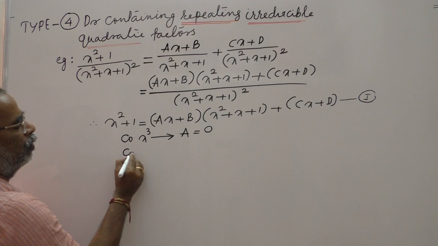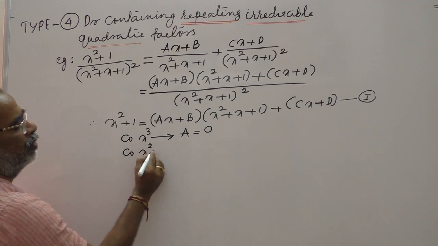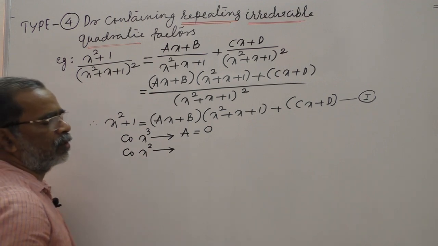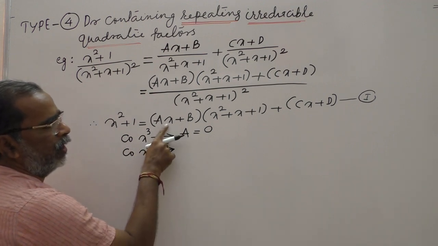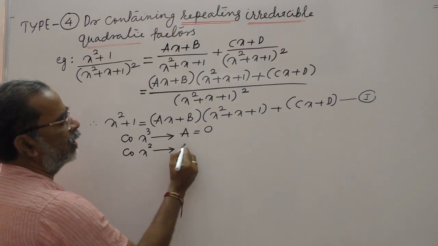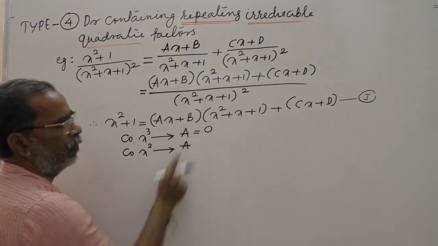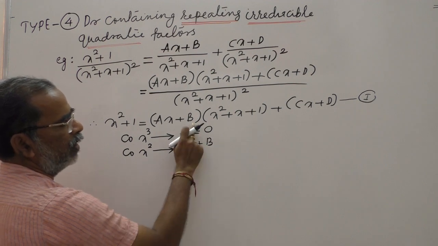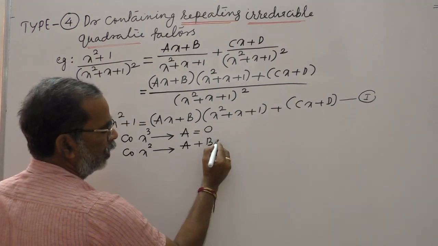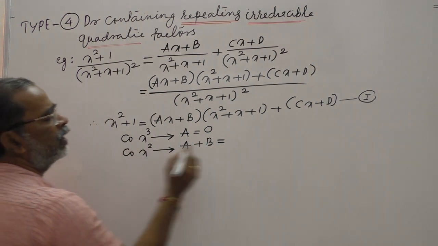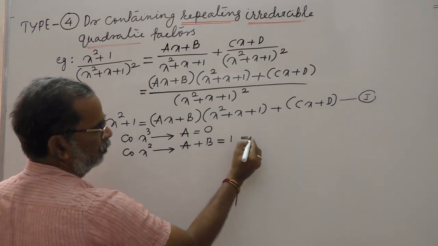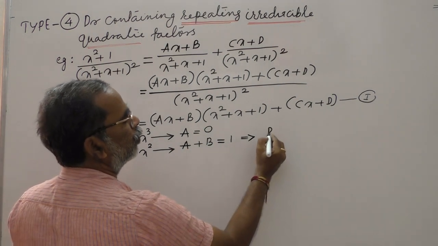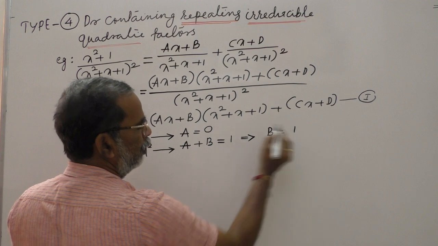After x cube we need to find 4 values, so we should consider 4 coefficients. Equating x square coefficient carefully, ax into x is ax square, coefficient is a. b into x square is bx square, coefficient is b, no other x square on the right side. Left side x square coefficient is 1. Already a value has come 0, therefore if you put a equal to 0, b will be 1.